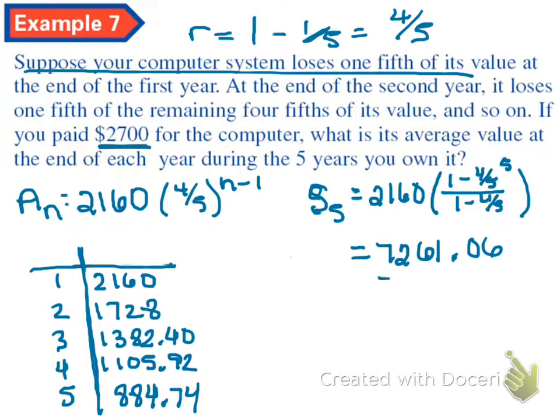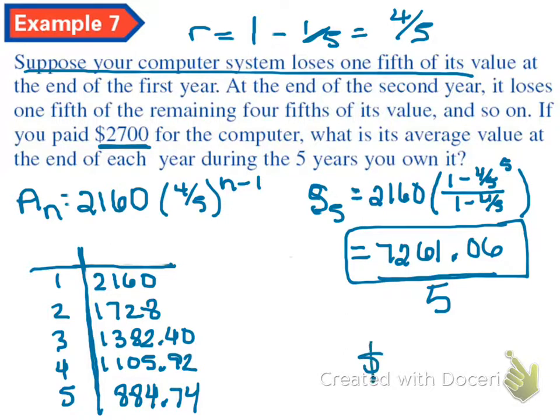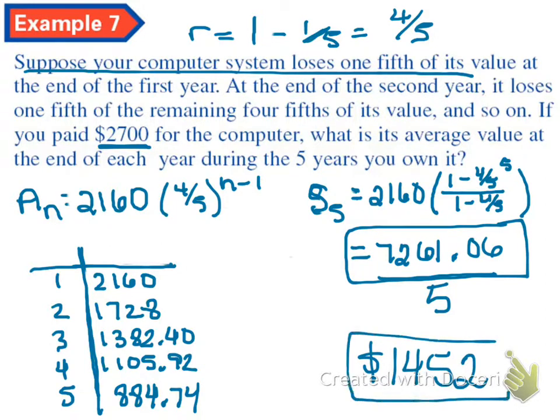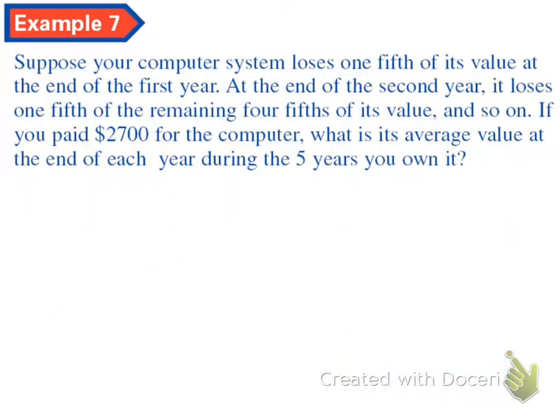If you divide this by the 5 years so that you get the average value, this was the sum of all of the values after 5 years. Divide it by 5 years to find the average value over the 5 years. The average value over the 5 years then would be $1,452. You could also have found that by adding up all these values and dividing by 5, which still would have given you the average value of $1,452. All right, one last problem for you to look at.